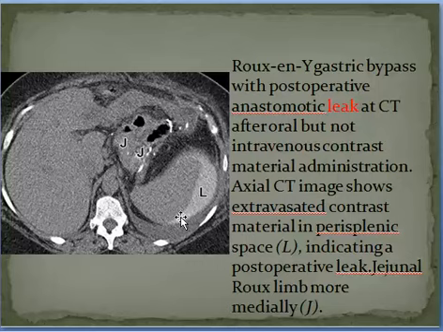Jejunal Roux limb more medially. This is the jejunal Roux limb, and this is a staple line, and the region of the stomach, and the region of the excluded stomach, and this is the region of the pancreas. Spleen. It is around the spleen. Here is around the spleen. Perisplenic collection.